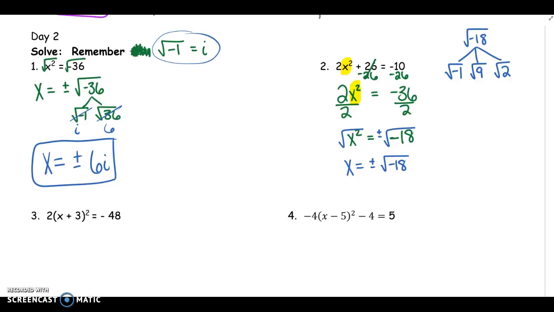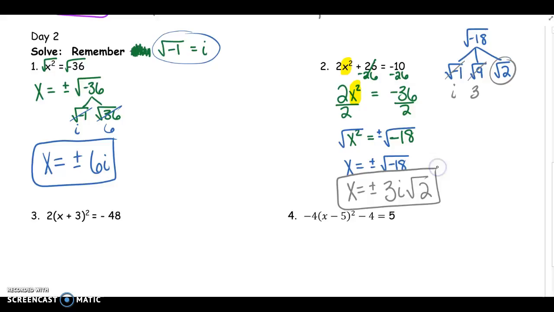The square root of -1 is i. The square root of 9 is 3. And the square root of 2 is the square root of 2. So how should we write this? x equals positive or negative, we write the whole number 3, i square root of 2. x equals positive or negative 3i times the square root of 2.